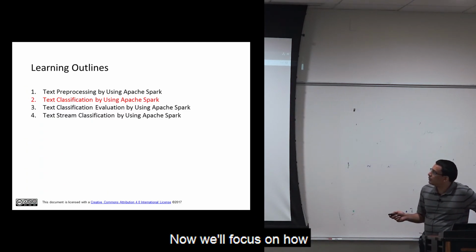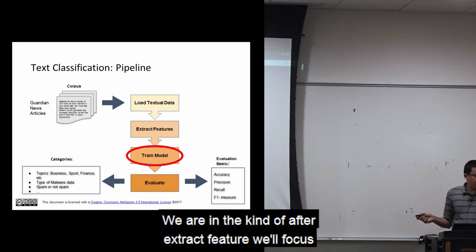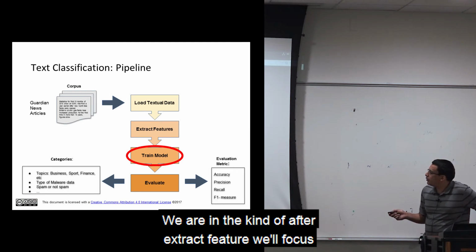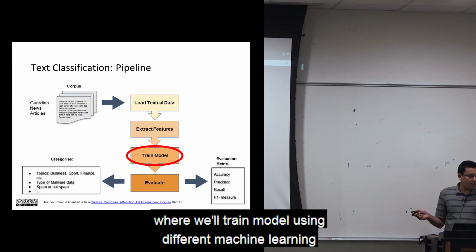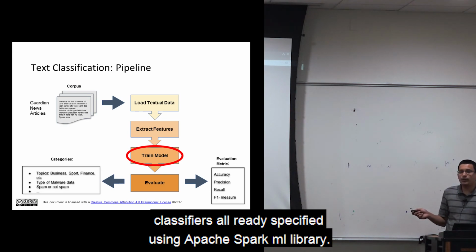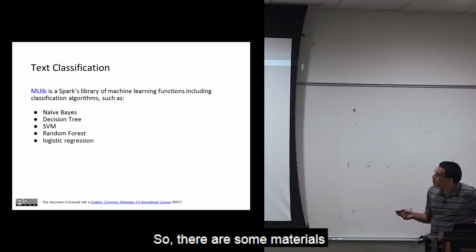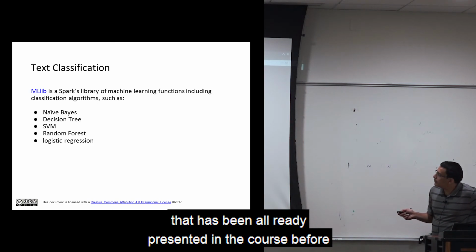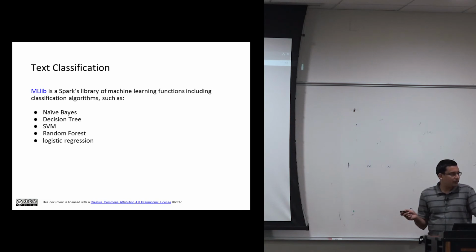Now, we will focus on how to do text classification using Apache Spark. After extracting features, we will focus on the model training part, where we will train models using different machine learning classifiers already available in the Apache Spark ML library. These are some methods that have already been presented in the course before, and are also available through the MLlib package.